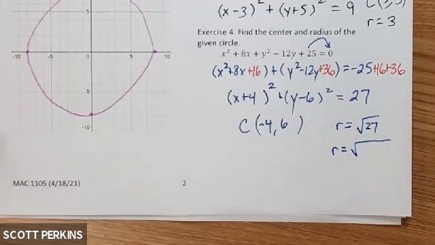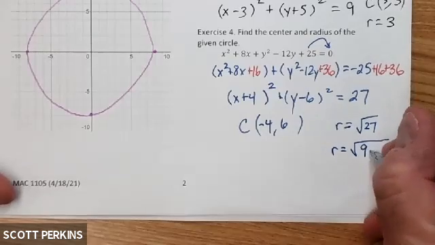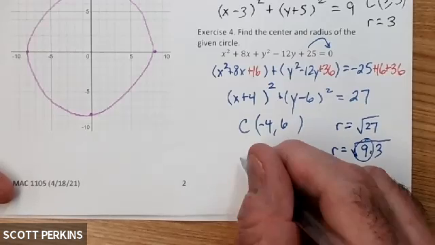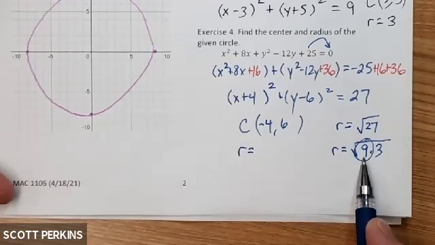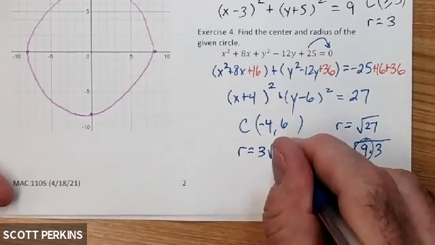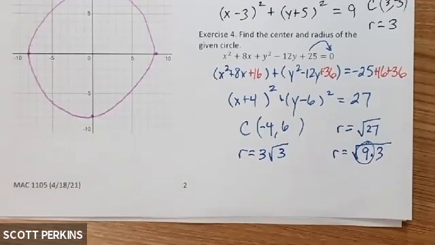Does 27 have a factor that's a perfect square? Yep, it's 9 times 3. And so then I can take the square root of the 9 part. So my radius becomes the square root of 9, which is 3. That comes outside the radical because I took the square root. The other square root stays under the radical. And there we go. So make sure you simplify your radicals.